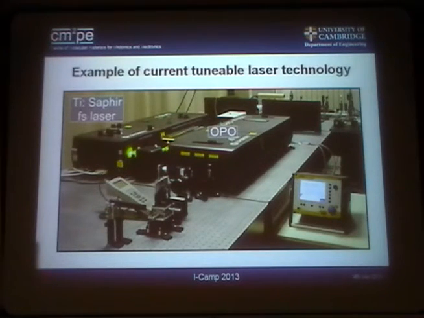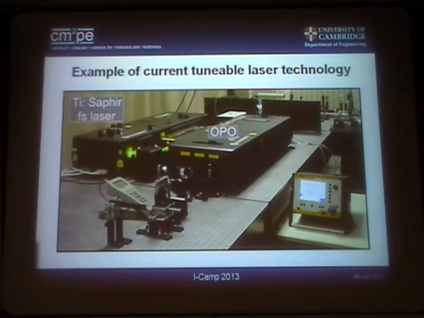So this here is just an example of a Ti:sapphire laser with an OPO. We've got something quite similar in our labs. It's a very big device, and the optical parametric oscillator allows us to convert a single wavelength, in this case a frequency tripled, 355 nanometer YAG laser, that goes through the optical parametric oscillator crystal, and we can go from 400 to 800 nanometers.